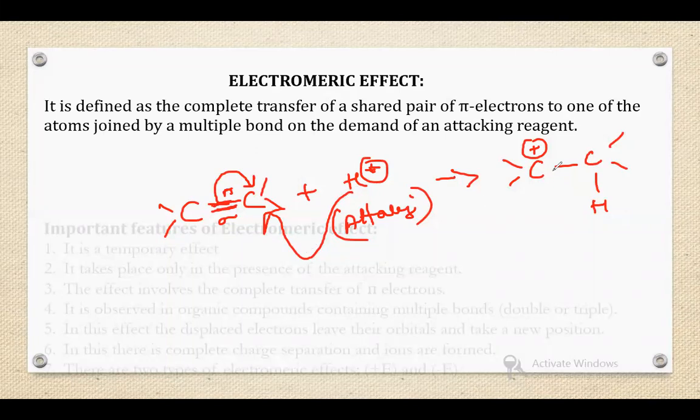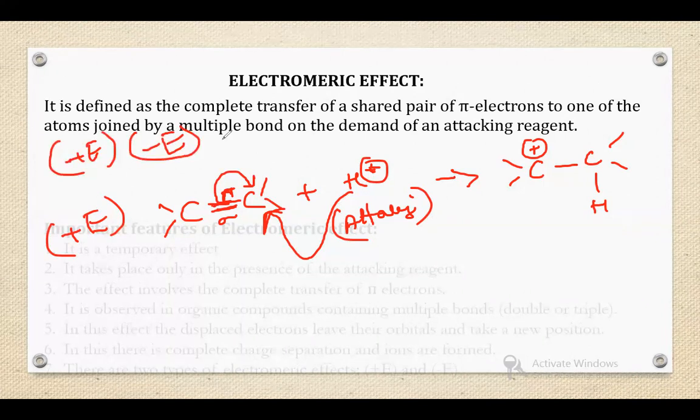Which carbon? If the pi electron attacks, meaning the pi electron is attached to the carbon where the attacking reagent is attacked, that is called the plus E effect, the positive electromeric effect. So this electromeric effect is divided into two types: positive electromeric effect and negative electromeric effect. Understand properly. It is a temporary effect which involves complete transfer of pi electrons.